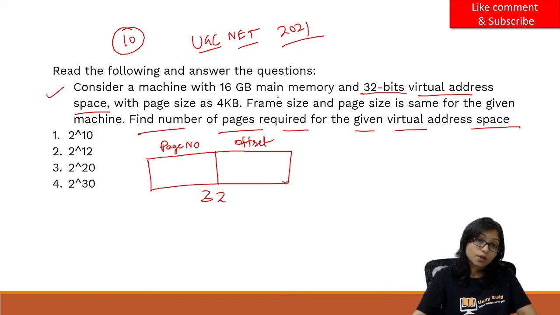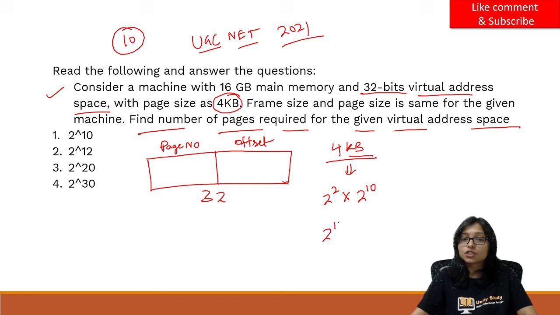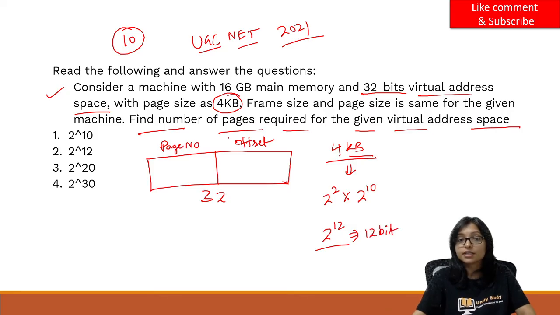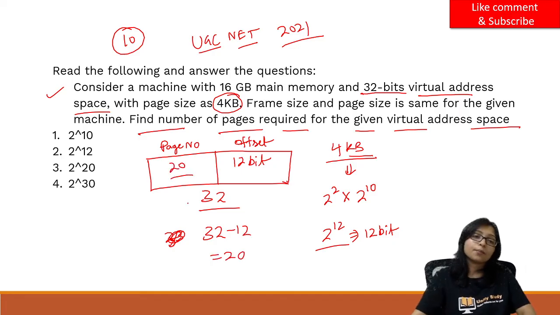And what is offset? Offset you can get from the page size. So that is 4 KB. So how many bits will be there for the offset? 2 to the power 2 multiplied by 2 to the power 10, because KB. So it is 2 to the power 12. So how many bits? 12 bits are for the offset. So here it is 12 bits. Total was 32, so 32 minus 12, I will get 20. So the number of bits will be 20 bits.